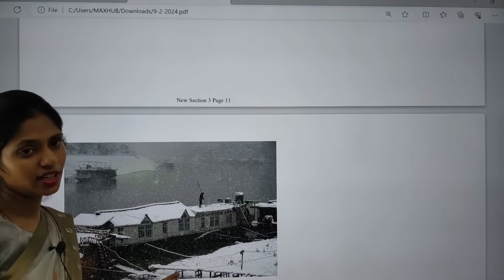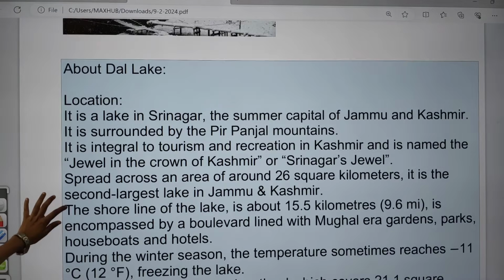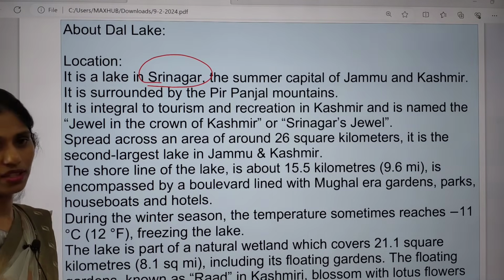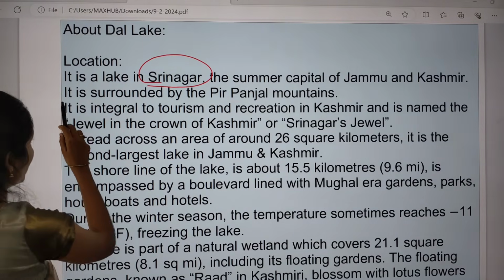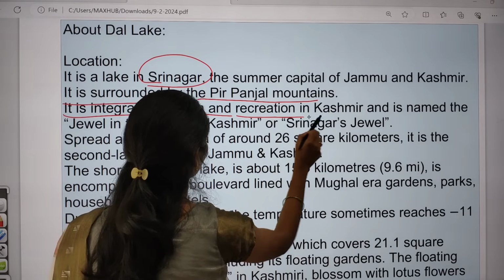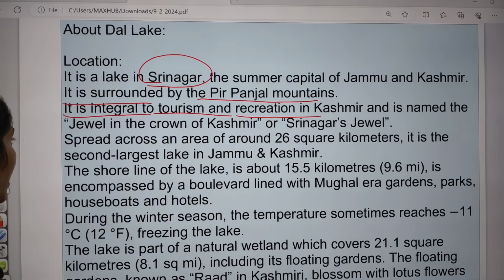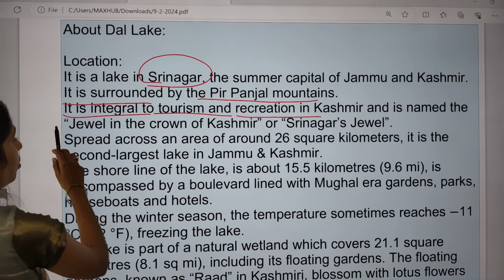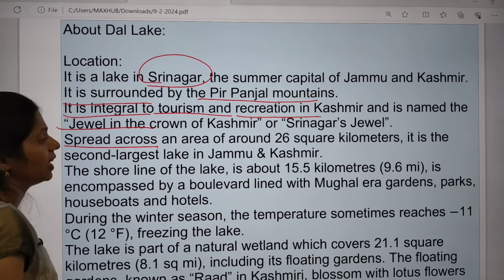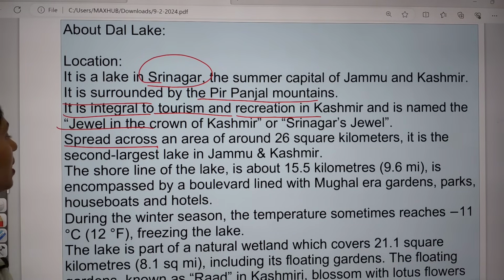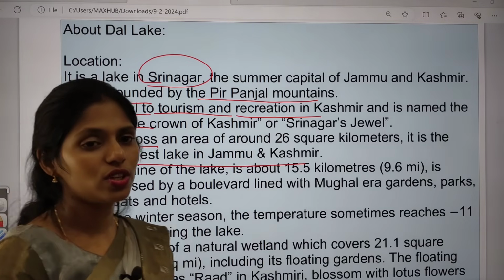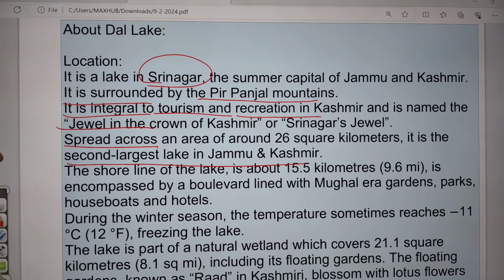Let us see some facts regarding Dal Lake. So where is this located? Dal Lake is in Srinagar. It is the summer capital of Jammu and Kashmir. It is surrounded by the Pir Panjal mountains and is integral to tourism and recreation in Kashmir. It is also named the jewel in the crown of Kashmir, or Srinagar's jewel. It spreads across an area of around 26 square kilometers. Again, it is the second largest lake in Jammu and Kashmir. So please let me know which is the largest lake in Jammu and Kashmir.